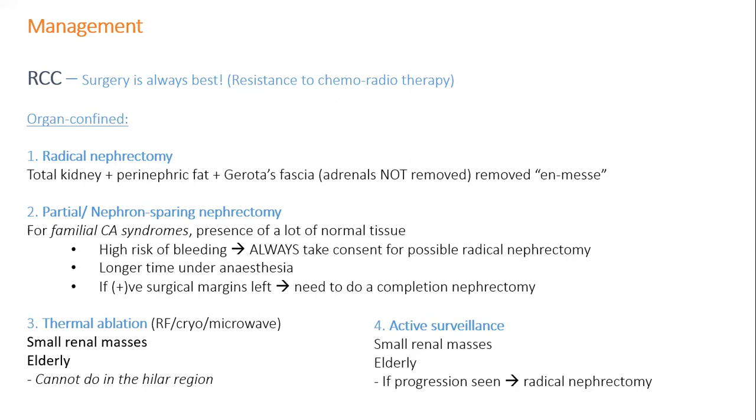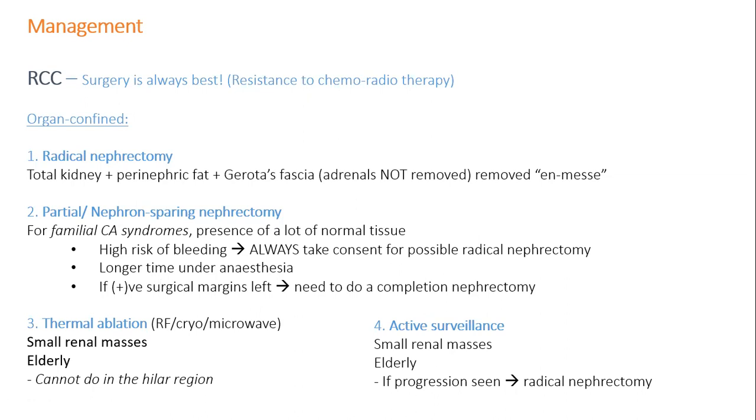No. It's not our decision to make. After referral, after the nephrologist and everyone weighs in, they will decide whether they're going ahead with a radical or a partial nephrectomy. For familial carcinoma syndromes, we do a partial rather than a radical because familial carcinoma syndromes can occur anywhere in the kidney. It can occur unilaterally, but most of the time it occurs bilaterally.